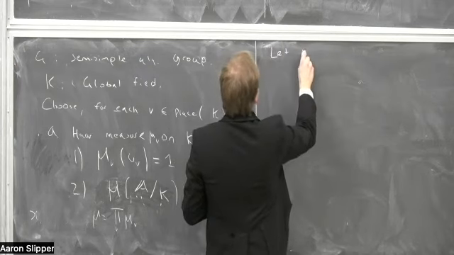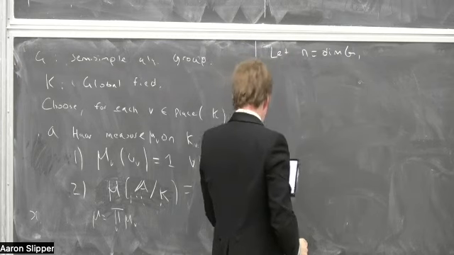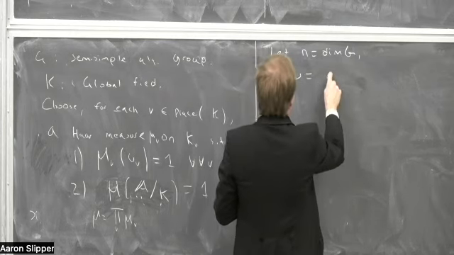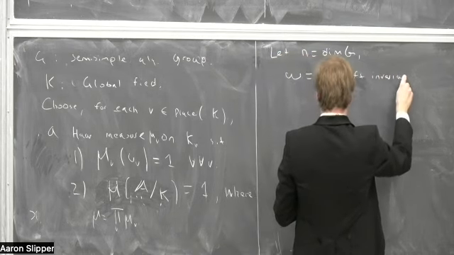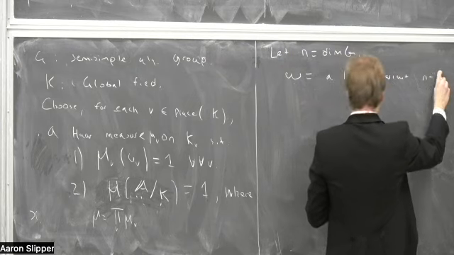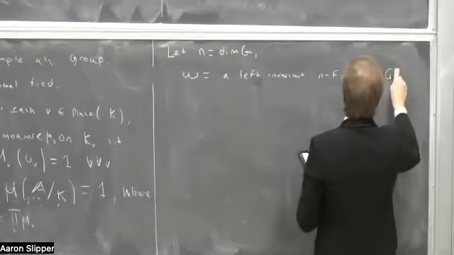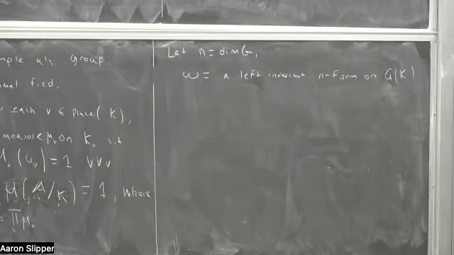Let n equal the dimension of G. And now we're going to pick omega, a left invariant n-form on G(K), on the rational points. It's very important this is a rational top form on the rational points of G(K).